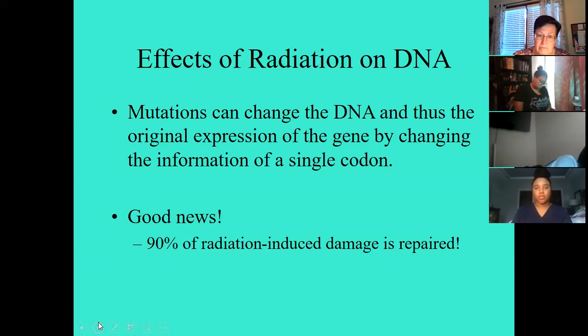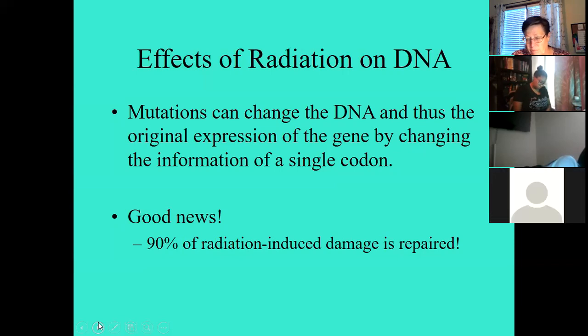So that's the bad news. The radiation can cause mutations that can change our genetic code. The good news is that our bodies have a remarkable ability to repair. And that is what really is so phenomenal. 90% of radiation-induced damage is repaired. So even if we are receiving scattered radiation as part of our occupational exposure, 90% of the time the body is repairing it. So that's the good news.